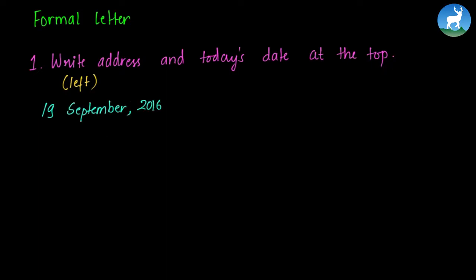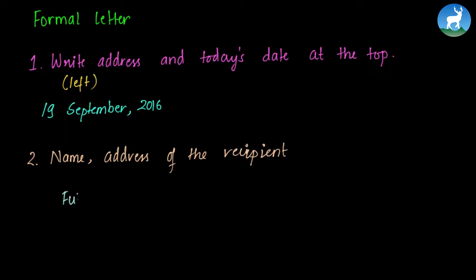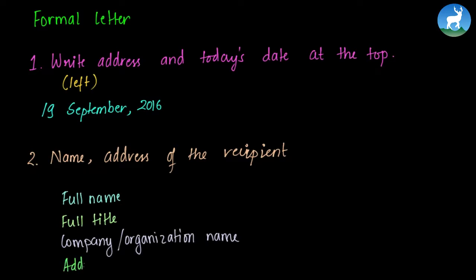Once you're done with writing the address and date, you shall move towards writing the name and address of the recipient. So second, you need to mention the name and address of the recipient. Your recipient is the one who's receiving your letter. You must write each on a separate line. First write the full name of a person, then the full title, then the company name, and finally the address.